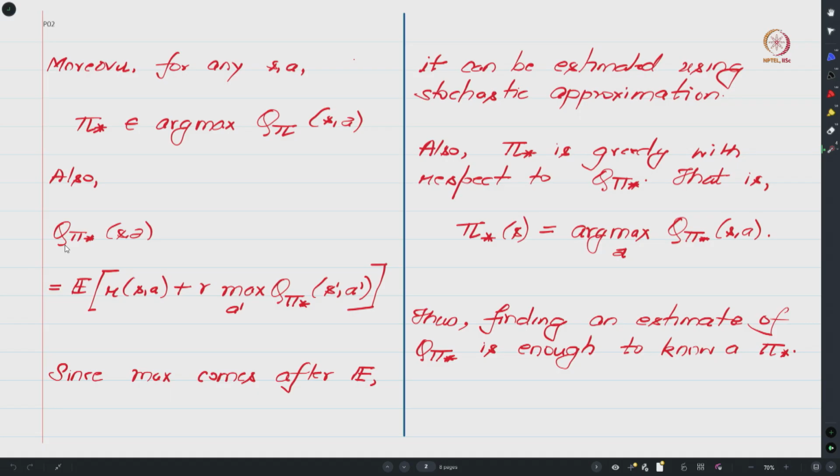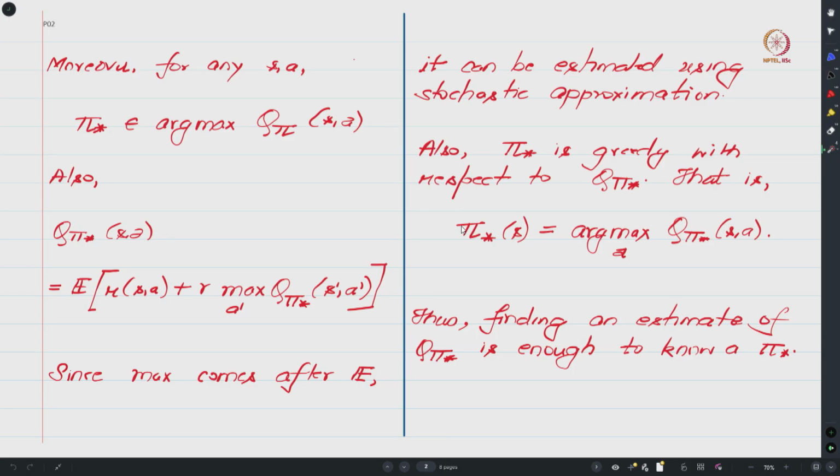Furthermore, this is something that I did not mention in the previous class, but the nice thing about this Q pi star additionally is that pi star, which is the optimal policy, is greedy with respect to Q pi star, which means if I can somehow estimate Q pi star, then I can figure out what pi star is by doing this operation, that is, you go to every S and pick the action that optimizes this value, and whichever action optimizes this value, you set pi star of S to be that action.